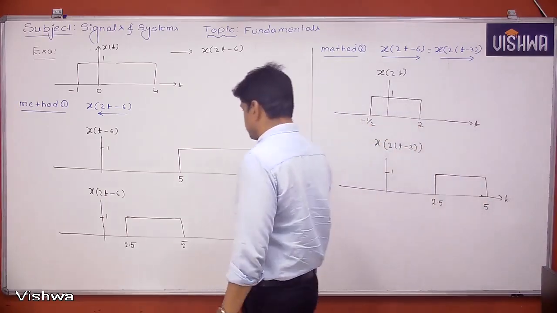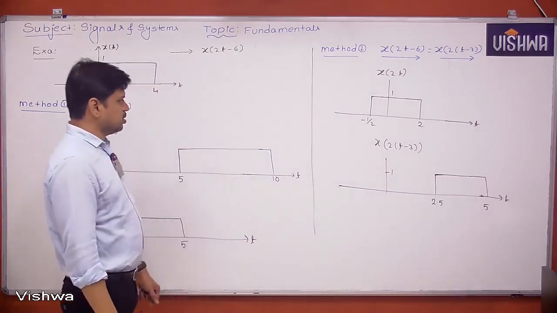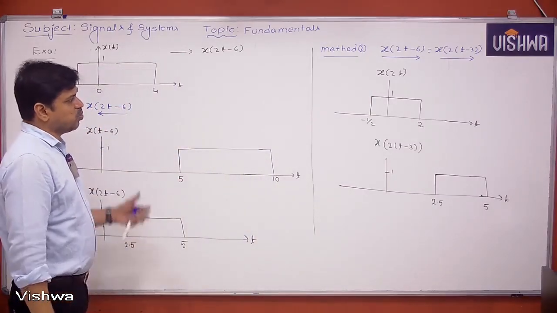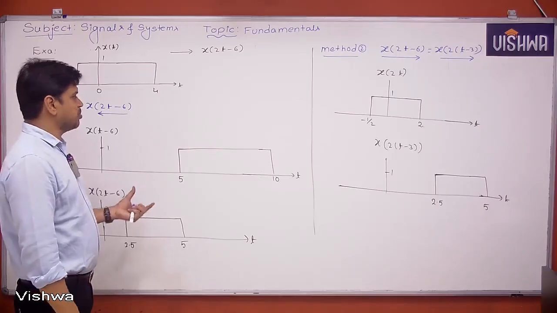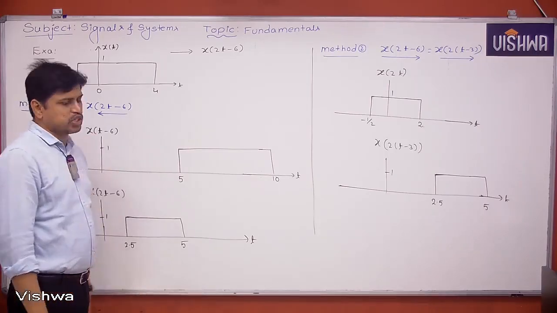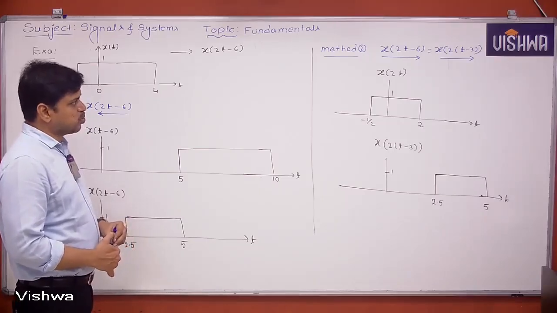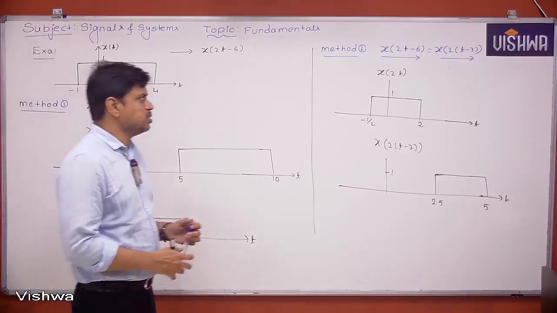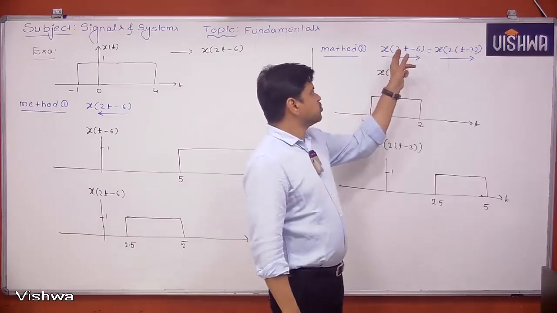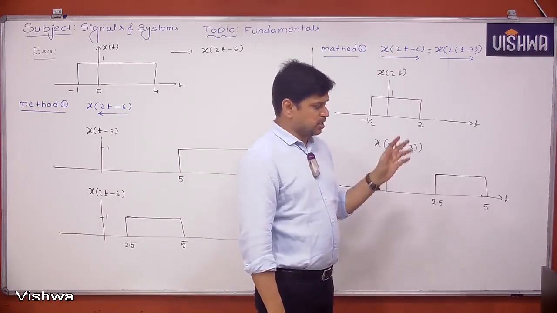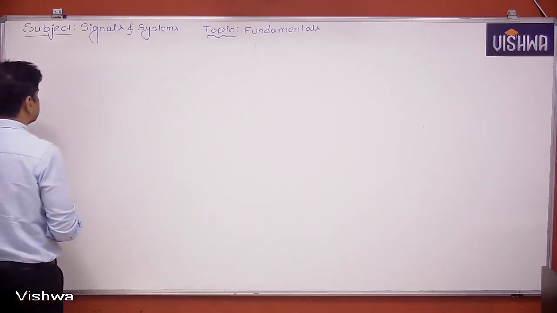Are they the same? Yes, they are exactly the same. Both are the same, 2.5 to 5. So whatever operation you perform, natural method or unnatural method, it doesn't matter. Finally, you have to get the same thing. But the only thing is, in the unnatural method, you have to be careful. First, we have to take the 2 common out. Then only we have to perform it. Okay, you have to remember.